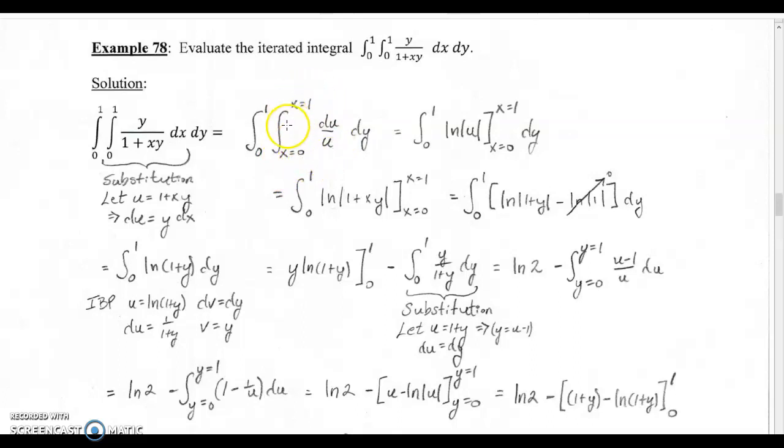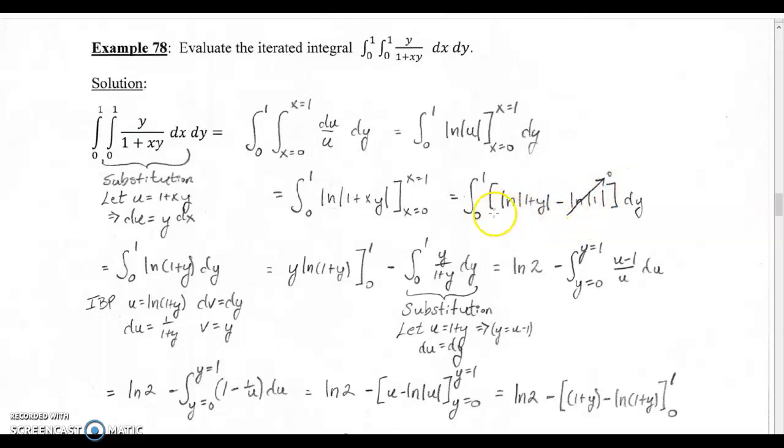Some people will say change the limits of integration here, and either way is fine. You can change the limits of integration to be in terms of u, or you can leave them that way and then just evaluate it once you get everything back in terms of x, which is what I like to do. So the integral of du over u is natural log of the absolute value of u. Now this is from x equals 0 to x equals 1, so it's natural log of 1 plus xy. If I plug in x equals 1, I get the natural log of 1 plus y, minus plugging in x equals 0, natural log of 1. Now natural log of 1 is 0.